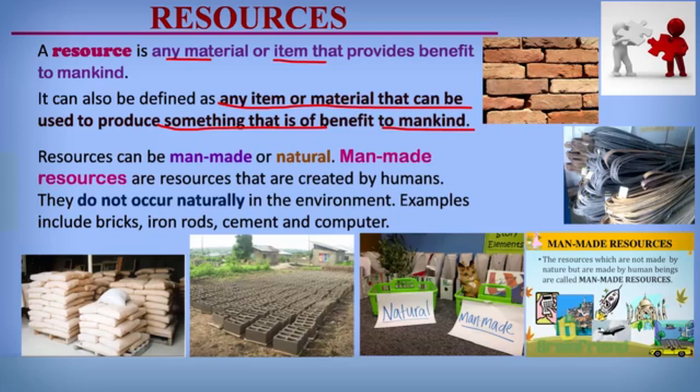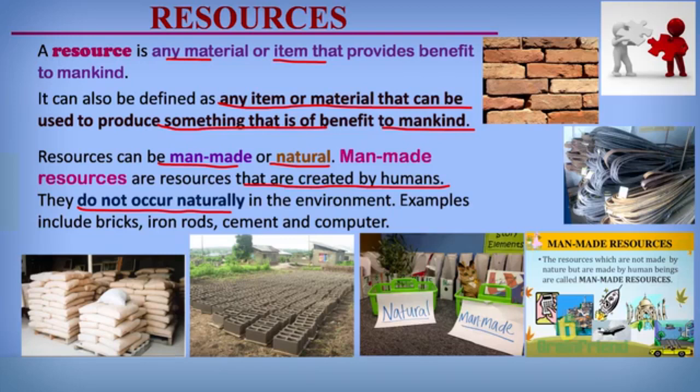Resources are of different kinds. We have resources that are made by man and those that occur naturally in our environment. So we have man-made resources and natural resources. Man-made resources, as the name implies, are resources that are created by humans. These are resources that we make ourselves. We as humans can use our hands and our intellect to create certain items or materials that can meet our needs or be of benefit to humans. These man-made resources do not occur naturally in our environment. They were made by humans.